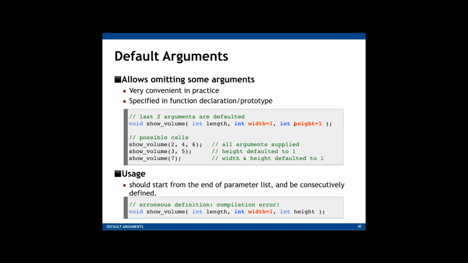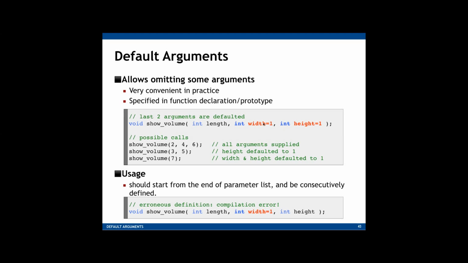There are some rules for default arguments. Default arguments can only be used with call by value parameters. So default arguments cannot be used with call by reference parameters. And you can specify default arguments for one or more parameters. Like this one, we specify default arguments for 2 parameters. And default arguments are assigned from right to left.